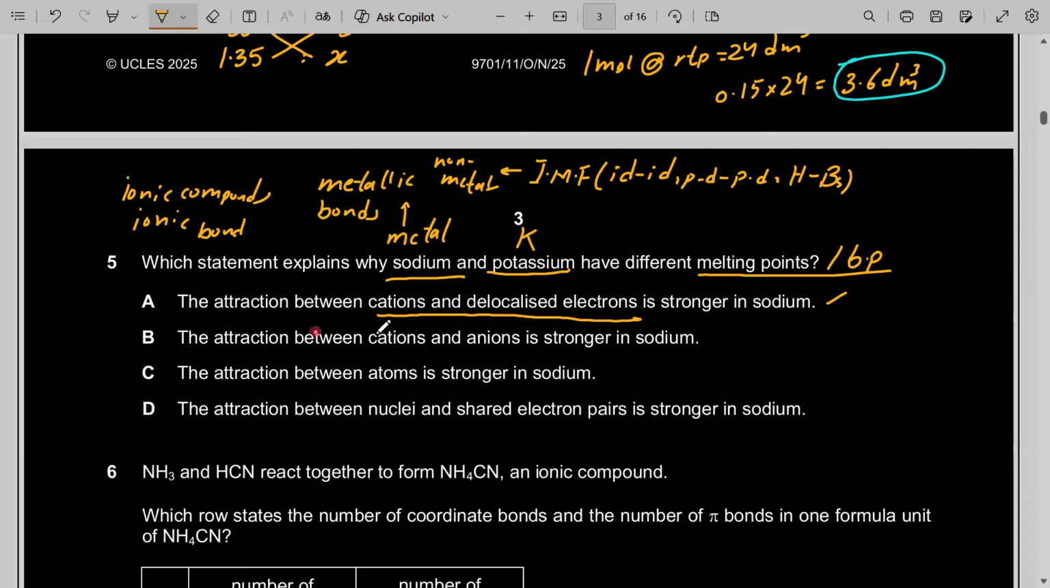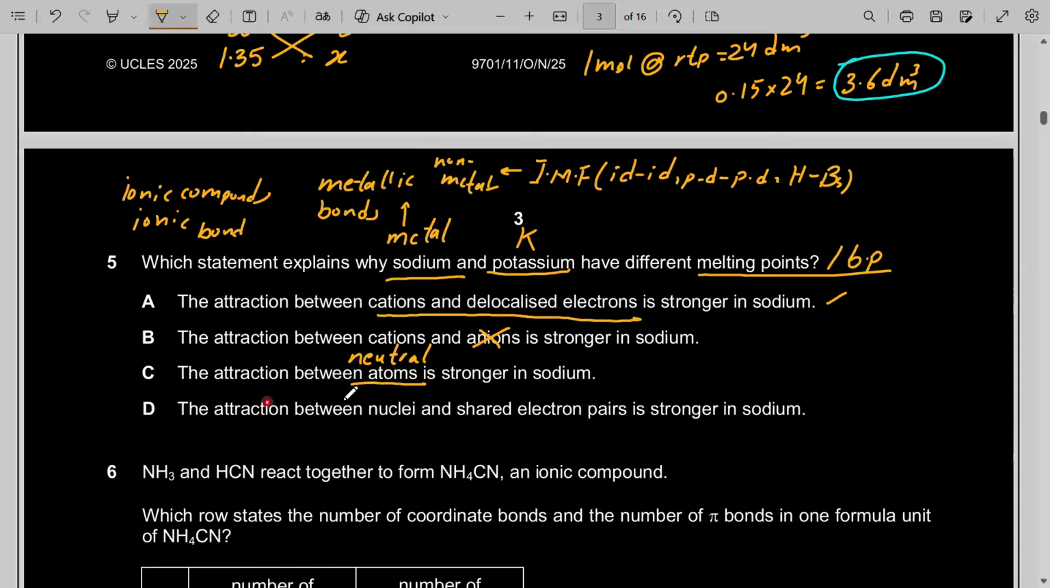Option B states the attraction between cations and anions is stronger in sodium. There are no anions in the metallic bond, so this is wrong. The option C, the attraction between atoms is stronger in sodium. There are no atoms; this word atom indicates a neutral charge. So there are no neutral atoms in the metallic bond. They are rather cations present.